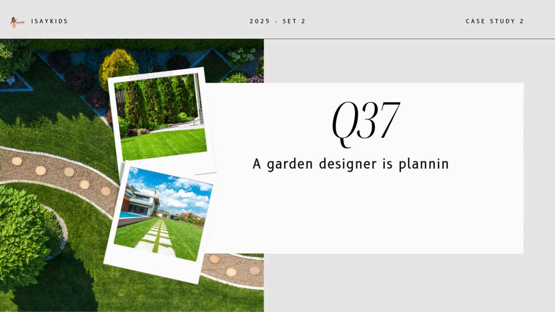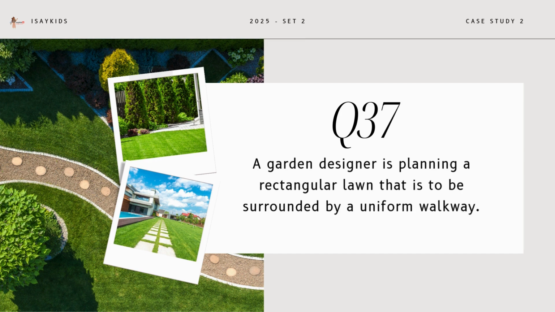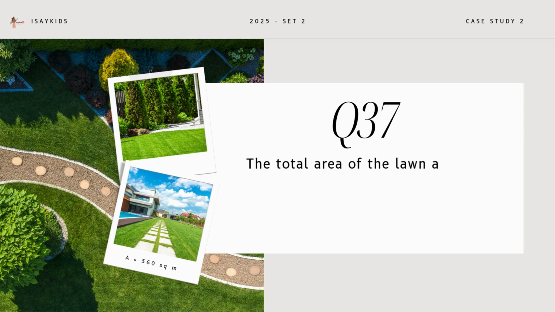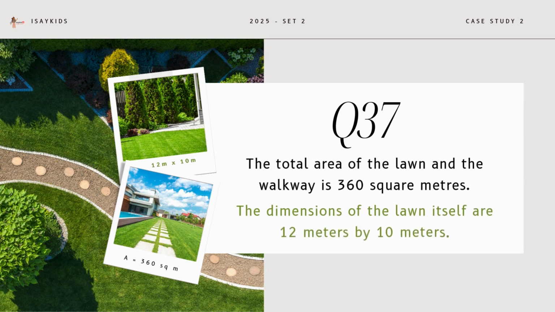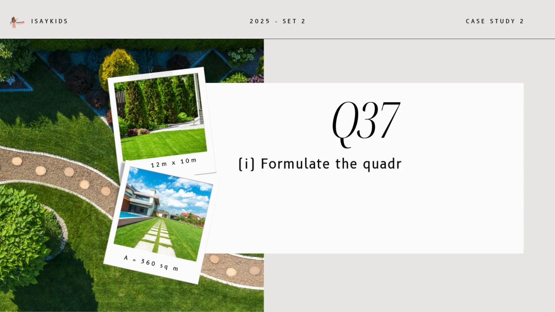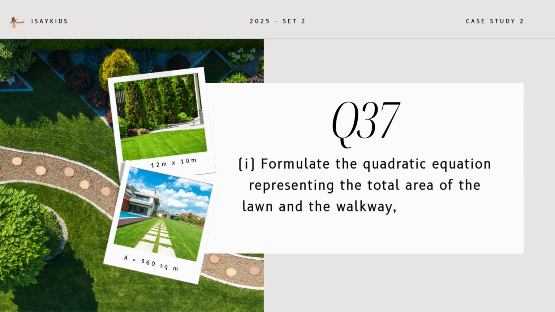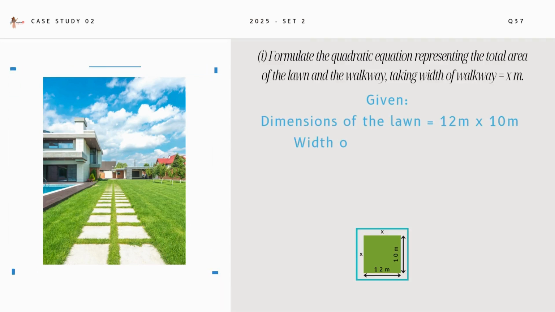A garden designer is planning a rectangular lawn that is to be surrounded by a uniform walkway. The total area of the lawn and the walkway is 360 square meters. The width of the walkway is same on all sides. The dimensions of the lawn itself are 12 meters by 10 meters. Based on this information, answer the following questions. Formulate the quadratic equation representing the total area of the lawn and the walkway, taking width of walkway as x meters. Now this is given.